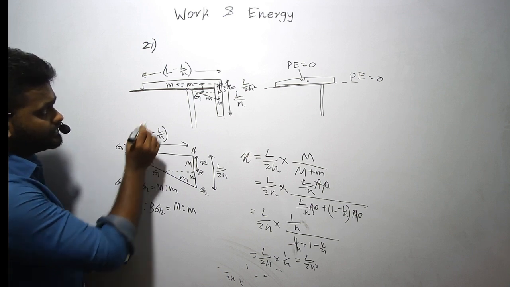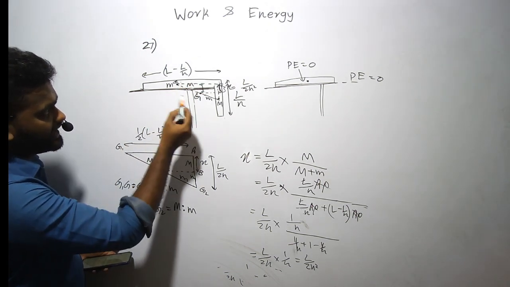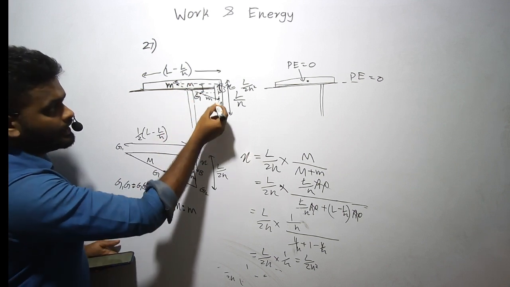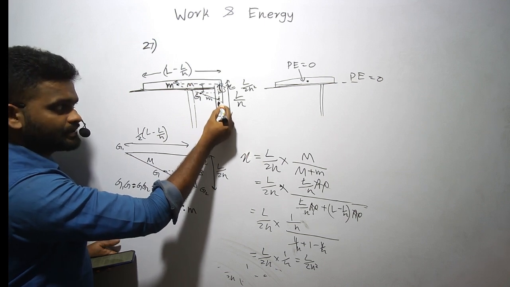G1 is the center of gravity here. So it has a mass small m. I just put it as small m because the mass of the hanging part is capital M. I just took it like that, right?